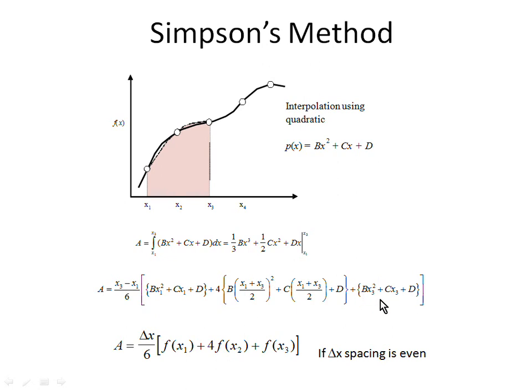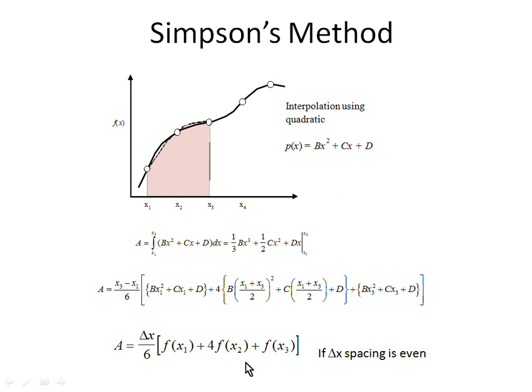So when we do that, after a little bit of algebra, we get that the area shown here is equal to this: x3 minus x1 over 6 times this term in brackets plus 4 times this term plus this term in brackets. So what we can do to simplify this is, if we say that the spacing between these points is even, so delta x is the same over the whole interval, then this guy here we recognize as this, and this guy here will also be the approximating function.